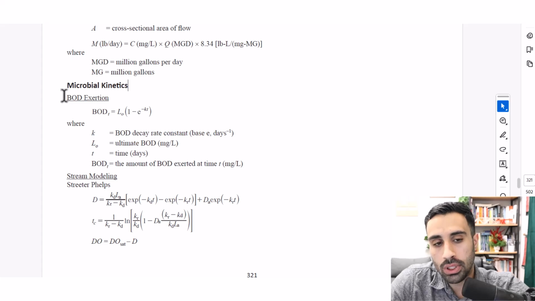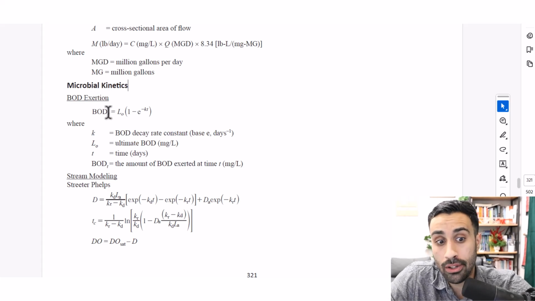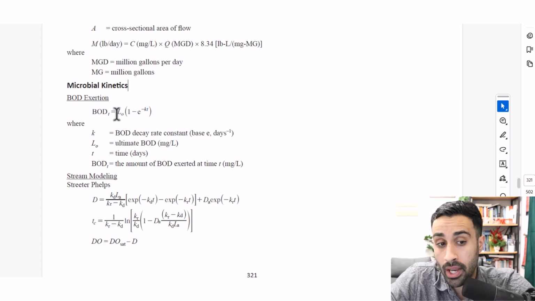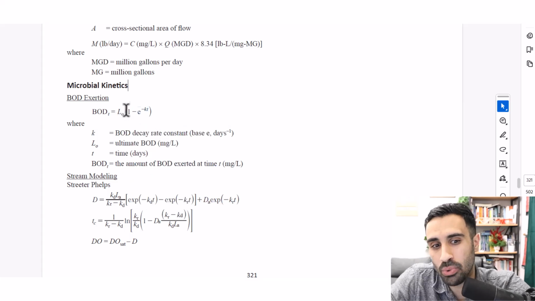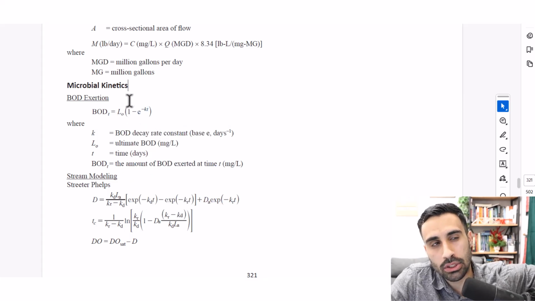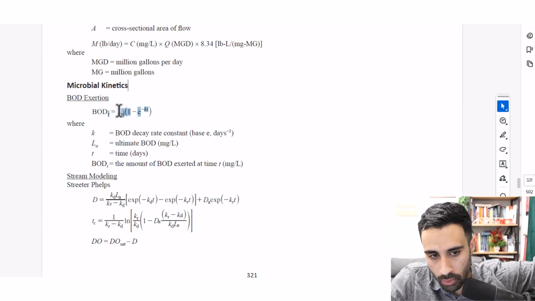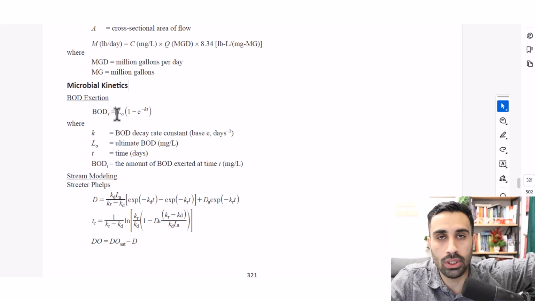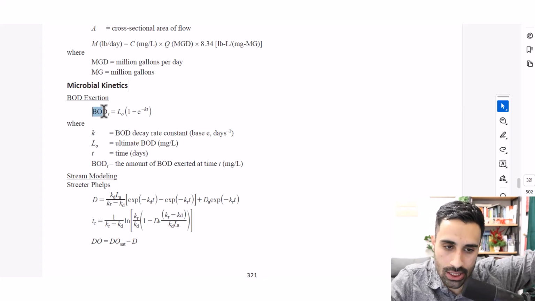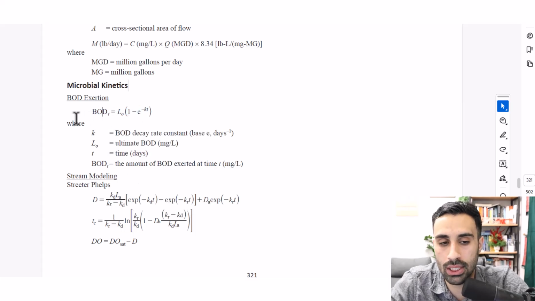So we know BOD exertion, this is how much BOD is used up by the microorganisms. This is how much they use. So this is relative to the ultimate BOD. Unfortunately, in the handbook, they don't provide a nice graph like they do for the PE exam. But just note, we start with the ultimate BOD, the L naught. Then that ultimate BOD gets used up. This is how much is used up by the microorganisms, BOD_t.